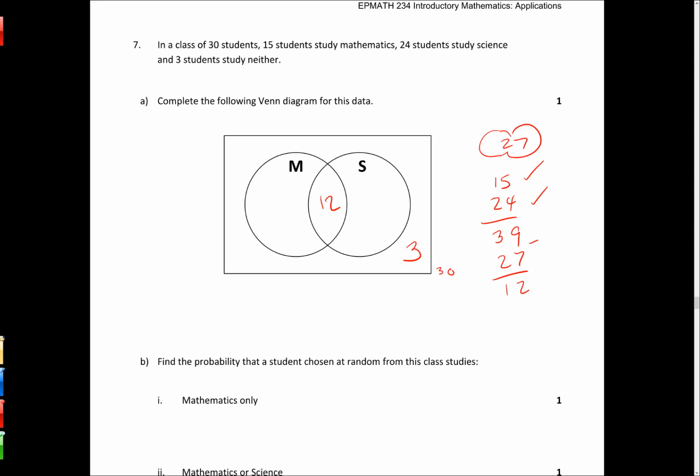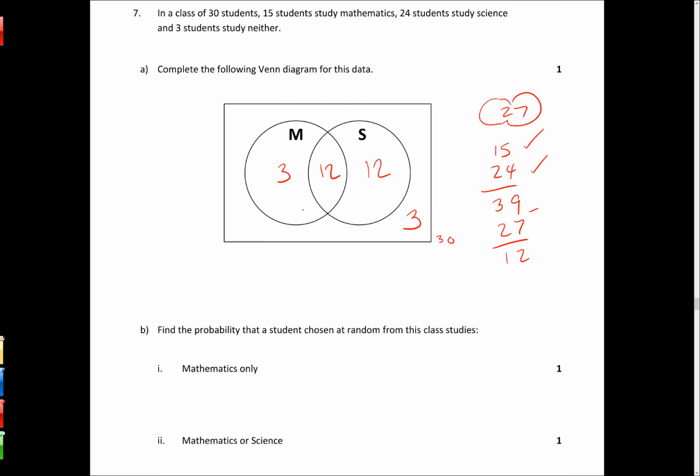Hence, if 15 students study mathematics, and 12 of them did both, 3 must make it to 15. If 24 chose science, and there's already 12 here, that means 12 more. So if I've got 15 in my M circle, I do. If I've got 24 in my S circle, I do. And what do they add up to? 24 plus 3 is 27, plus the 3 who study neither makes 30. Good.